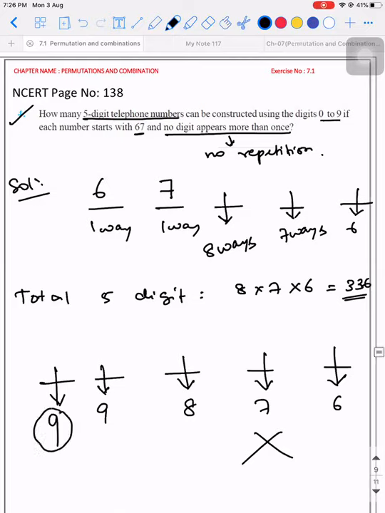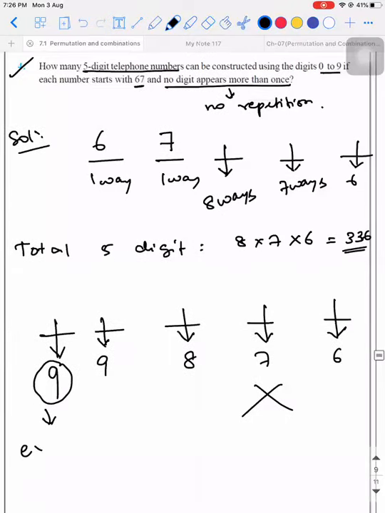So here it is 9, because I am excluding 0. Here it is 9, because here I am including 0. The remaining things are the same. 8 into 7 into 6 is the same. So 336 into, it should not be 90, rather it should be 81. Okay, are you guys clear? Yes, sir.